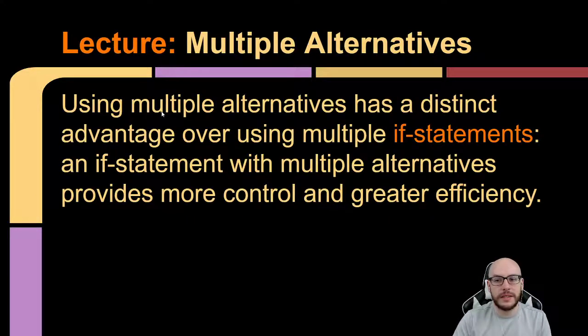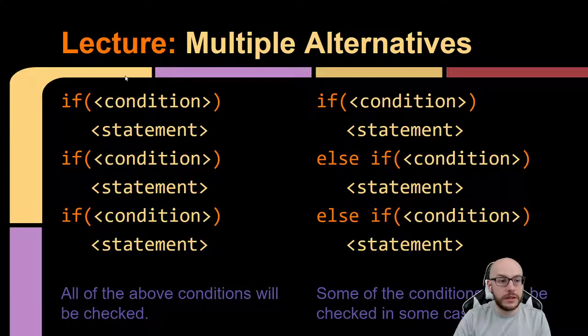Using multiple alternatives has a distinct advantage over using multiple if statements. An if statement with multiple alternatives provides more control and greater efficiency, right? This is the alternative. Again, we could emulate our if statement with multiple alternatives using just normal if statements and logical operators. We technically did that with satisfaction scale. The difference is all of these if statements are independent. They're going to be checked no matter what, right?